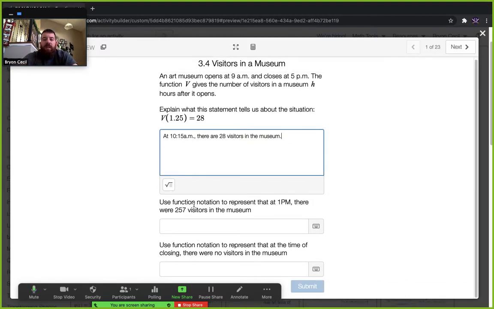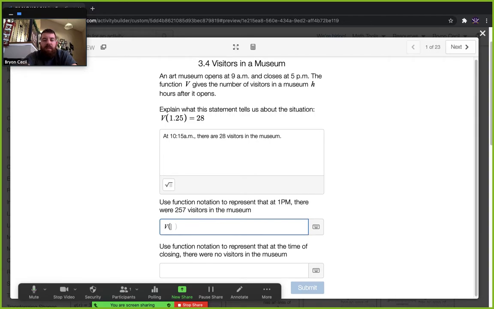Now use function notation to represent that at 1 p.m. there are 257 visitors in the museum. If you are struggling with figuring out where things should go, write it the way it looks. We know the function v, and then the input is after how many hours. At 1 o'clock, that is 10, 11, 12, 1, so 4 hours later. There are 257 visitors.